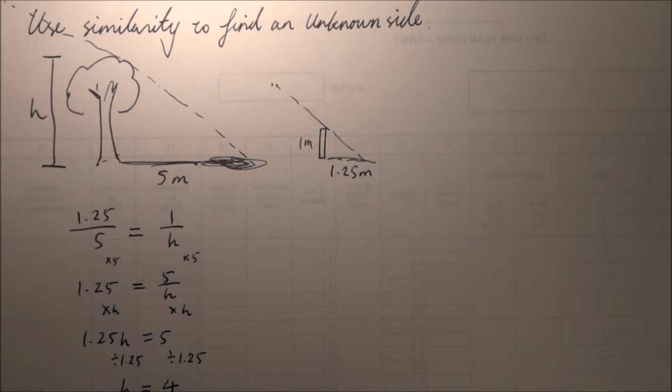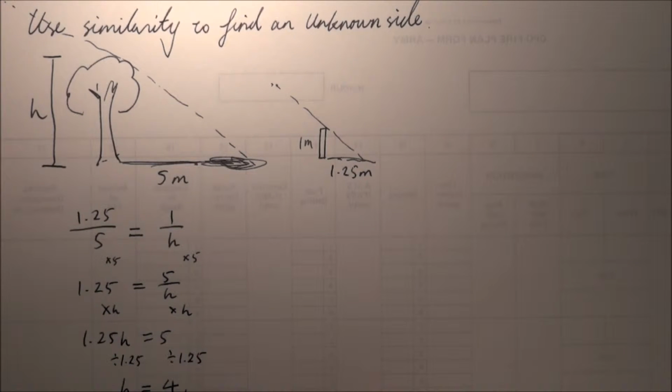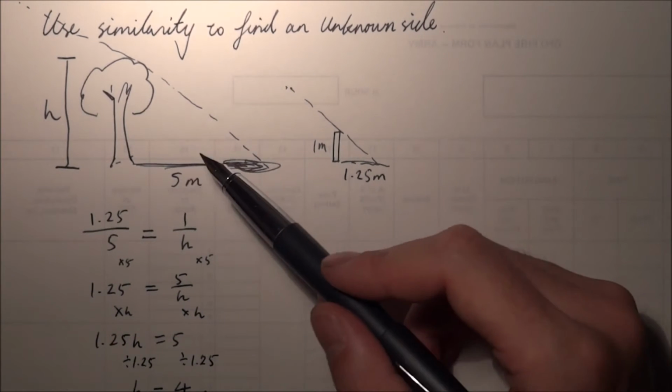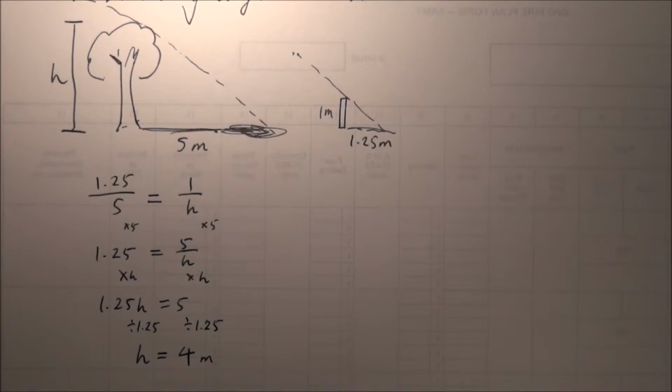So just by using the principles of similarity, we could establish the height of the tree. And this is almost exactly the same method Thales used to measure the height of the pyramid over 2,000 years ago.